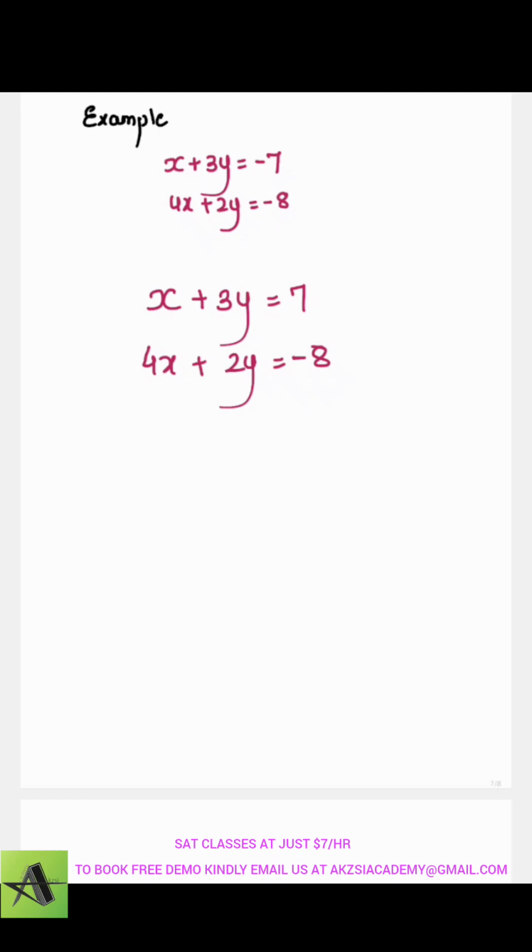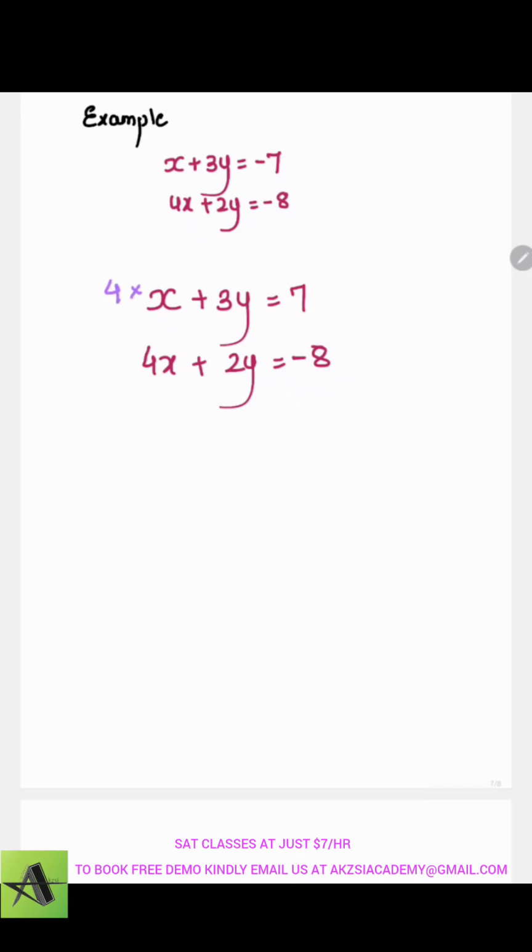I have to find how I can make 1 and 4 the same. Simple, by finding their LCM, the lowest common multiple, and that is going to be 4 itself. So that means I need to make x into 4x, and how can I do that? By multiplying it by 4.